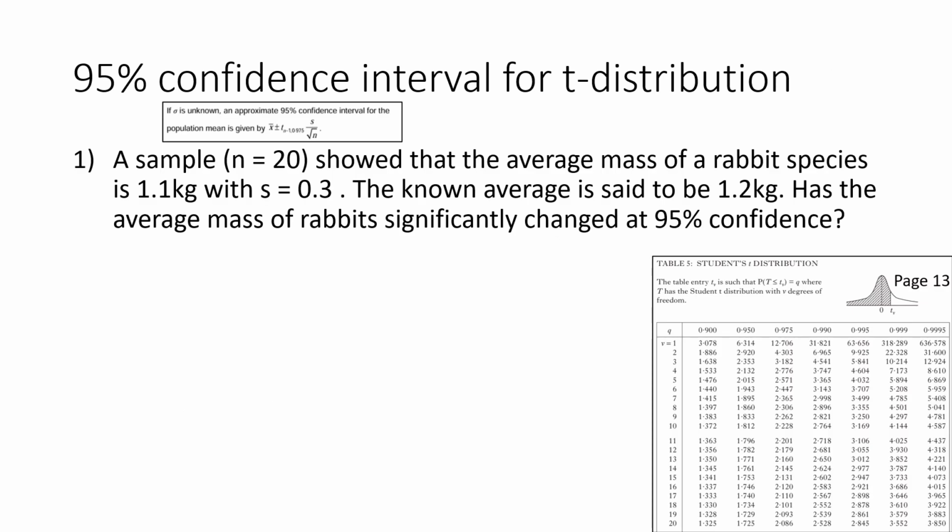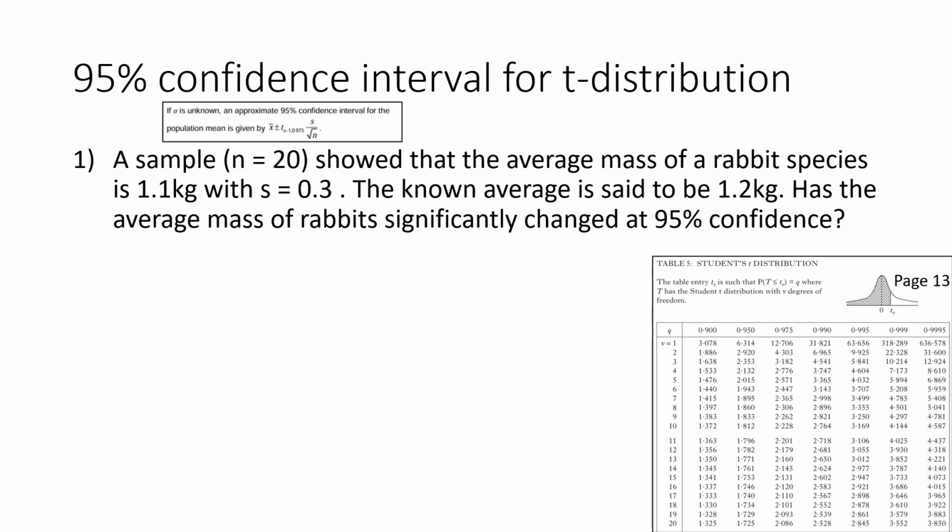And the reason we ever do this is because we do not know what the true standard deviation is. A sample of size 20 showed that the average mass of a rabbit species is 1.1 kilograms with sample standard deviation of 0.3. The known average is said to be 1.2 kilograms. Has the average mass of rabbits significantly changed at 95% confidence?